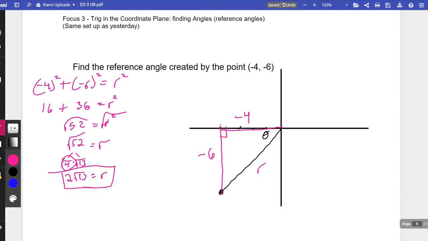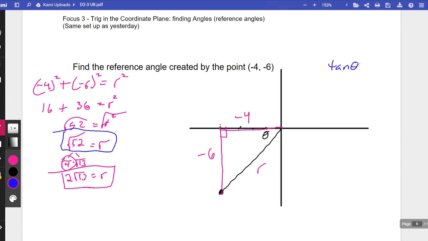The reason why I don't really care about that right now is because, one, it's not really part of this lesson. Two, technically, if we're just trying to find the angle, I don't really need to know what r is. Why would that be? Dramatic pause. Yeah, it's because I have two sides of the triangle. I have the opposite and the adjacent. I could just tan it.